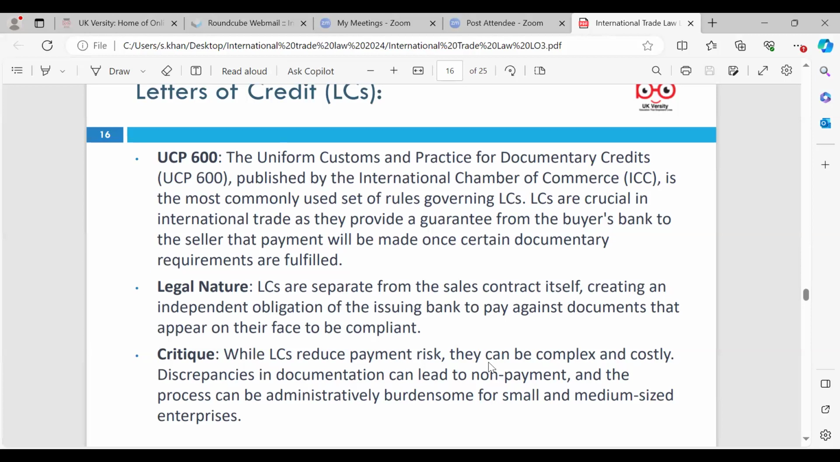Critique: while letters of credit reduce payment risk, they can be complex and costly. Discrepancies in documentation can lead to non-payment, and the process can be administratively burdensome for small and medium-sized enterprises.